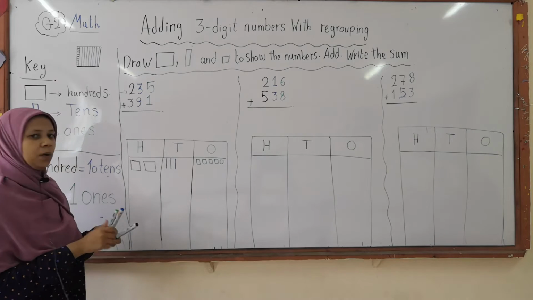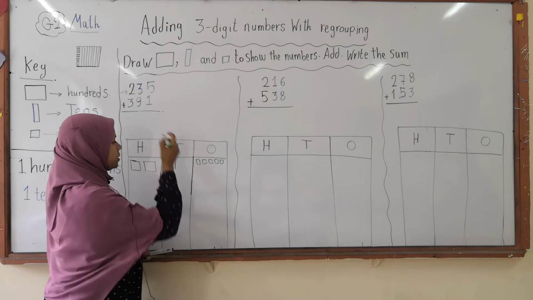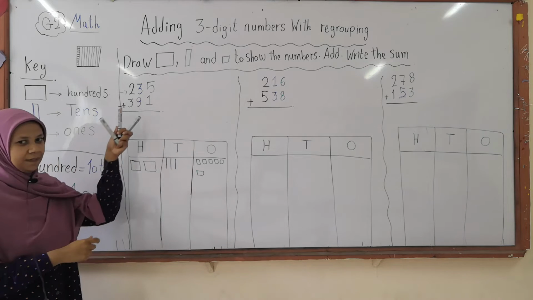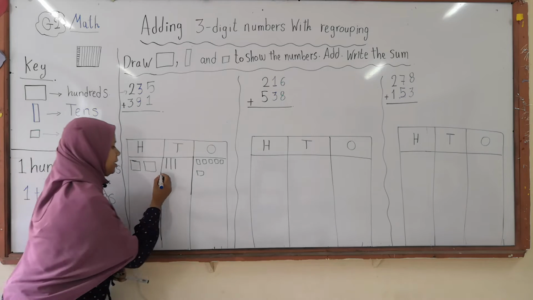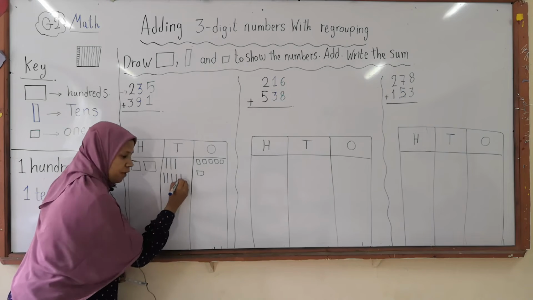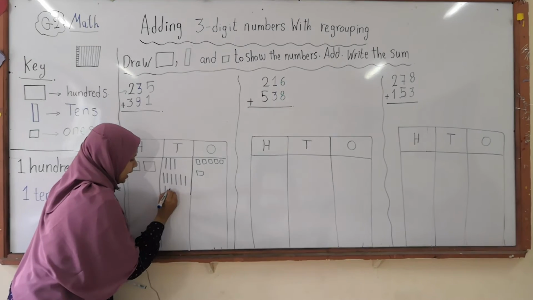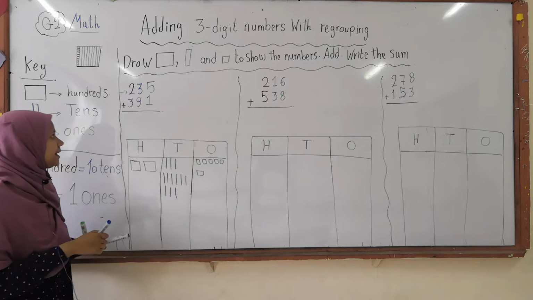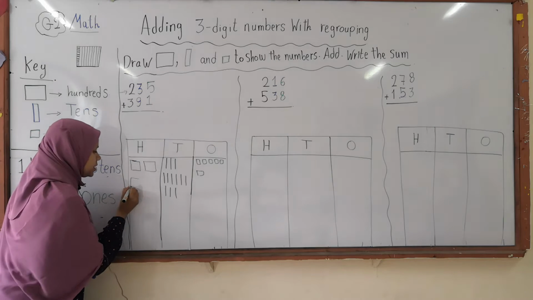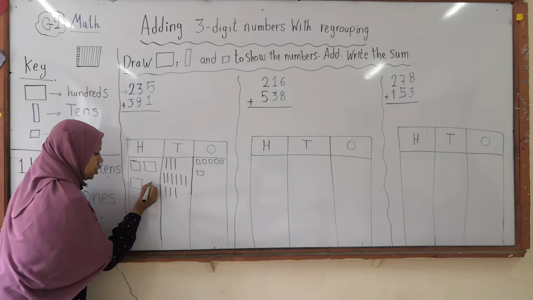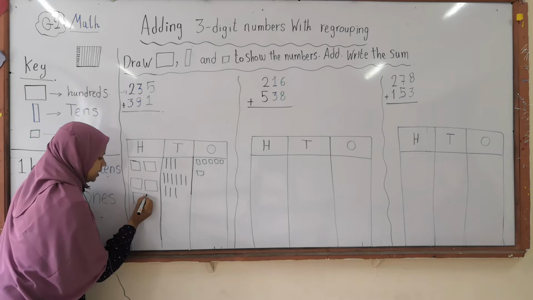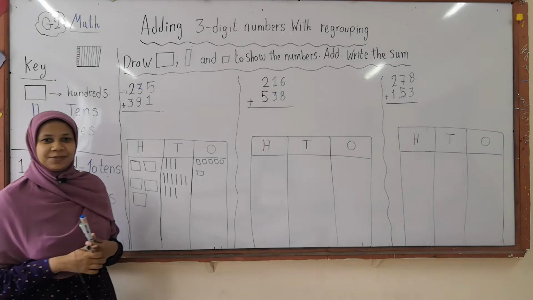How many in the ones? 1. Draw 1 square. And how many in the tens? 9. Draw 9 columns. 1 2 3 4 5 6 7 8 9. And how many in the hundreds? 3. Draw 3 hundreds. 1 2 3. يلا نعمل add. We start with ones.